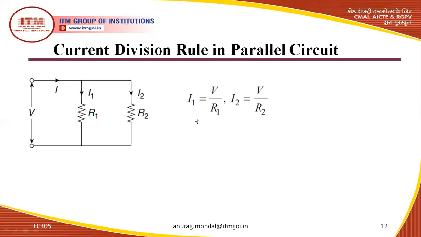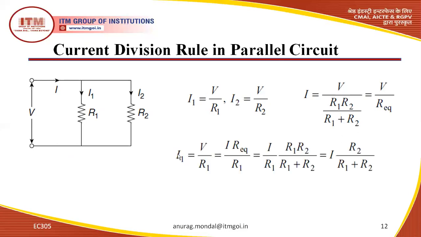Okay, so now I1 we can say what? V upon R1. In the same way, from Ohm's law, I2 equals V upon R2. And what is the overall current? That is V upon the equivalent resistance. Equivalent resistance of what? The parallel combination of R1 and R2. That is R1 R2 upon R1 plus R2.